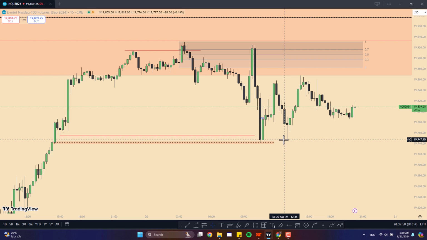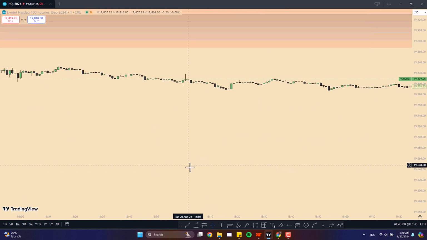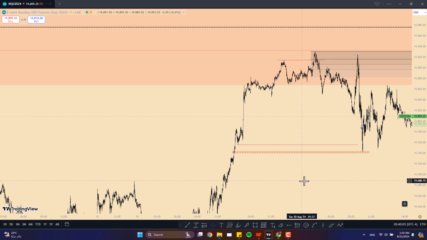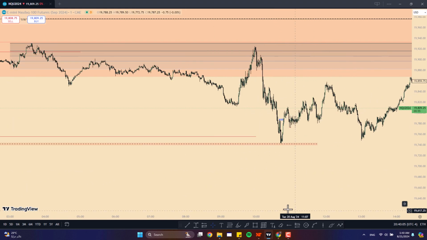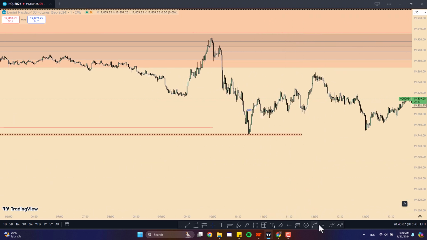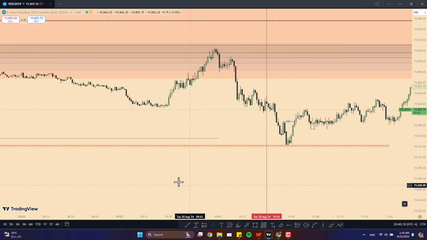So now if we go to the 1 minute time frame, I'll show you what happened. As always, I start after 10:30. So let's put a line, and I missed a setup right here.